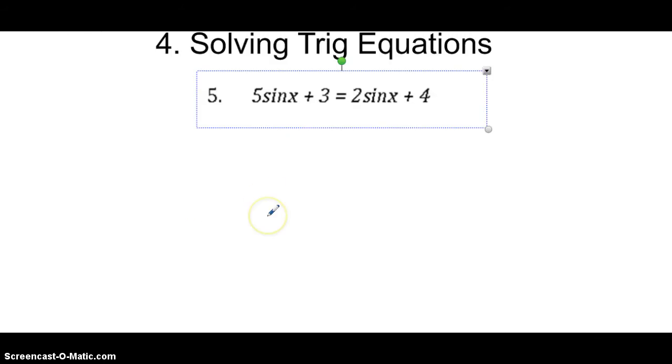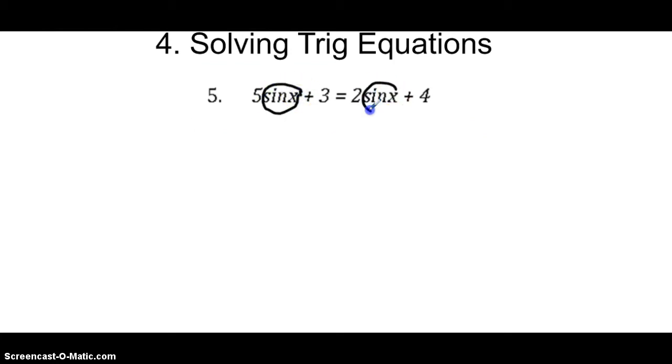Last 2 problems. For this one, remember, we're just going to treat these like these are x's. And if it's easier for you, let's just solve this like these were x's. These are our variables, okay? So you could just write this as 5x plus 3 equals 2x plus 4, all right? And just for now, just so we know it, we're just going to say x is the sine of x, okay? Just keep that as a note.